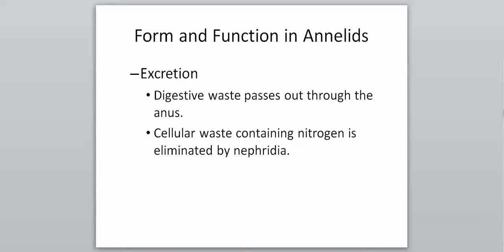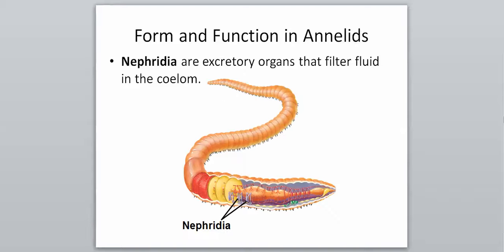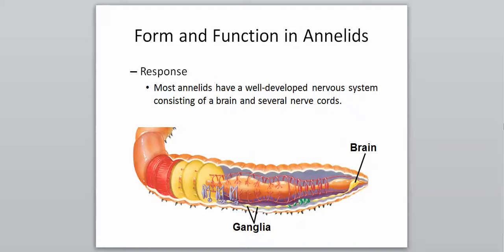And so for excretion, digestive wastes will pass out through the anus, and then cellular wastes that contain nitrogen are eliminated by what are known as nephridia. So that's a new word for this group, nephridia. And these are excretory organs that will filter fluid in the colon, and they will also help us remove excess waste. And then for response, most annelids will have a well-developed nervous system that consists of a brain and several nerve cords. So we actually have a brain. This is the first animal that we can actually say has a brain, and it's controlled by many nerve cords.